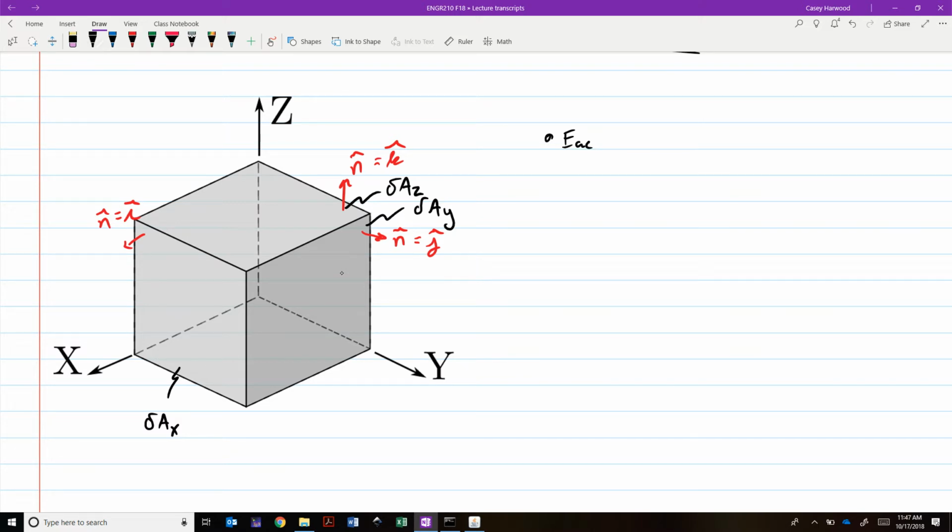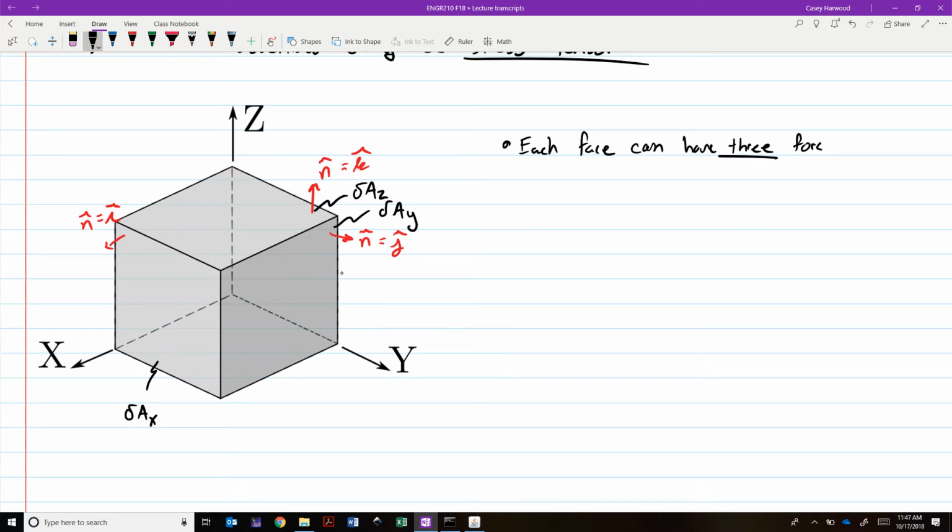So each of the 6 faces can have 3 forces acting on it. We'll go ahead and write those as delta Fx in the i direction, delta Fy acting in the j direction, and delta Fz acting in the k direction.